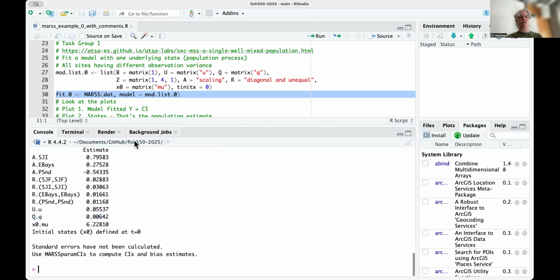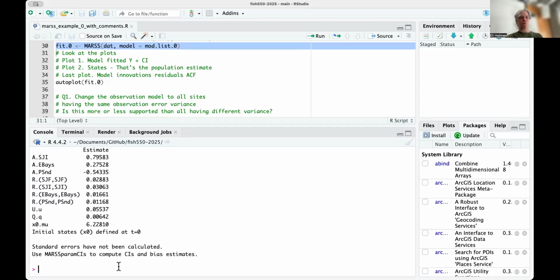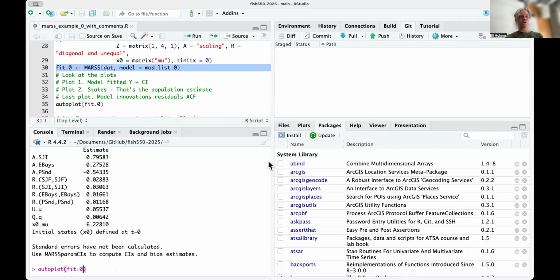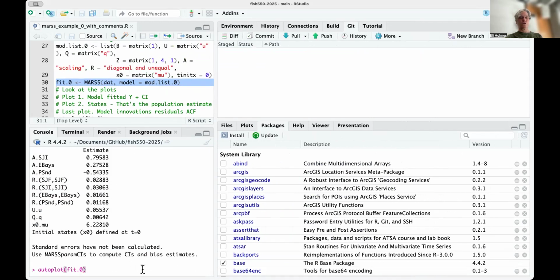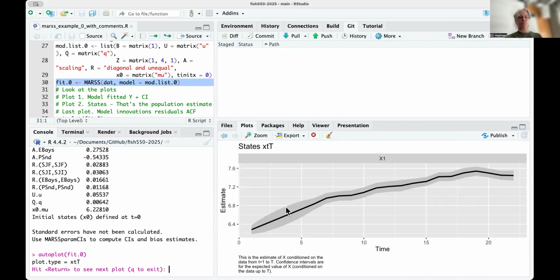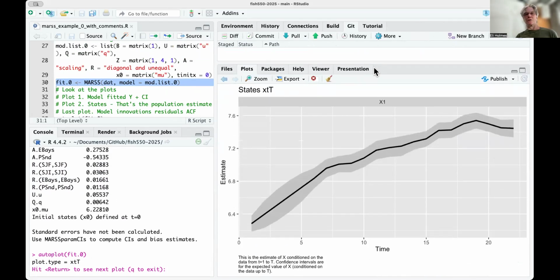All right, so we got that, and let's do something fun with it. Let's plot it. autoplot. This is going to be your basic function. It's going to give you all your diagnostic plots. Let's look at it. So it's going to go through a series of plots. Here's the first one. Let's get this up here. Okay, here you go. So this is the state. This is our estimate of that single population abundance time series. So this is the best estimate of that.